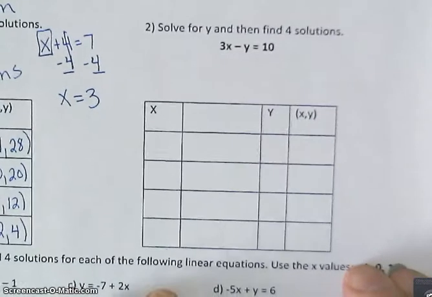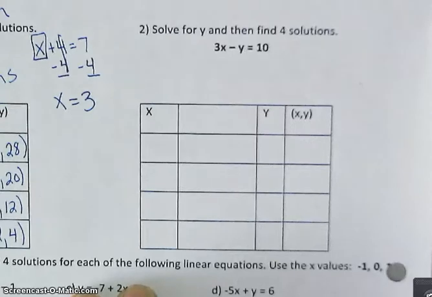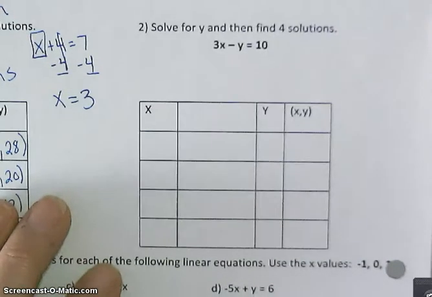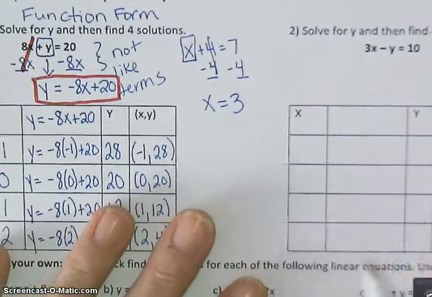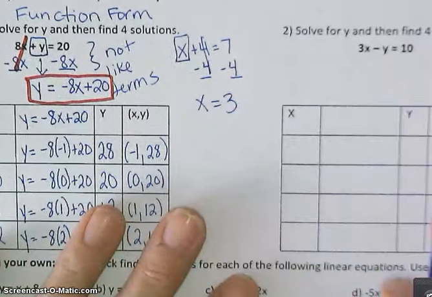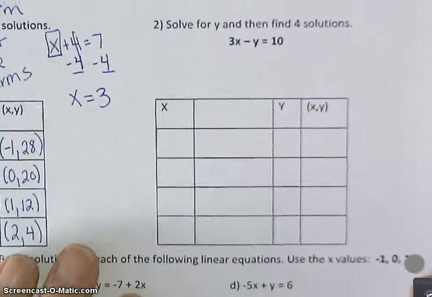Okay, moving on to example 2 here. It says, solve for y and then find 4 solutions. Well, once again, I have the x and the y on the same side. So I want it in function form, which means I need to get y by itself. Well, this one's a little bit different. If you look at the 2 of these questions, this y is positive and this y is negative. So that's going to add a little bit of a challenge for us.